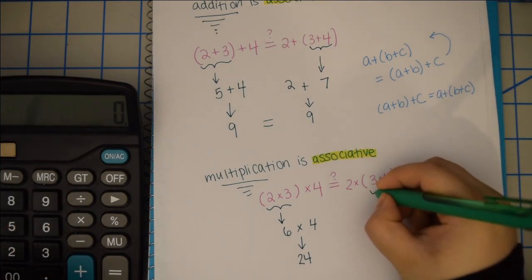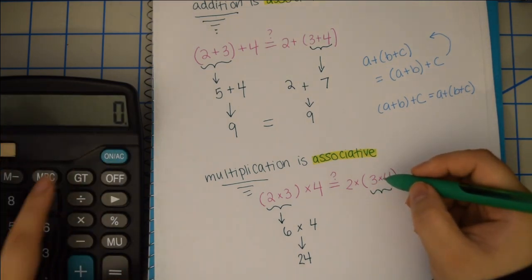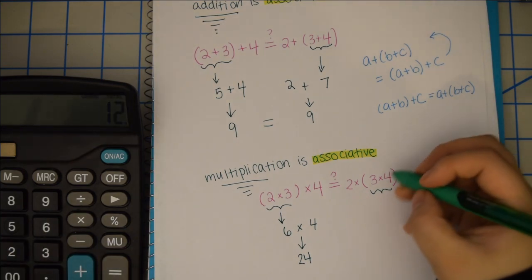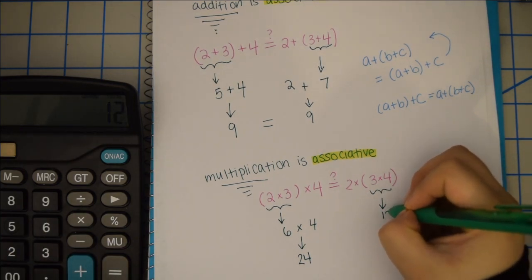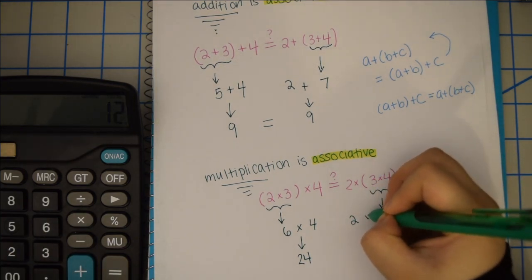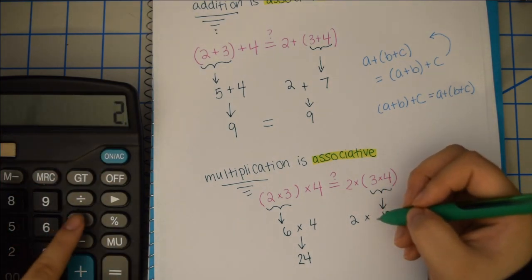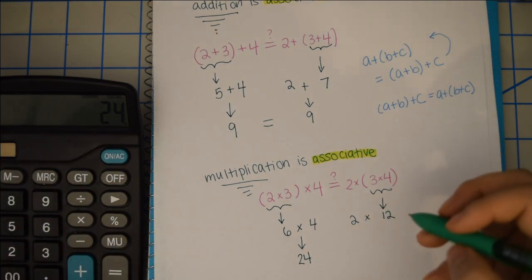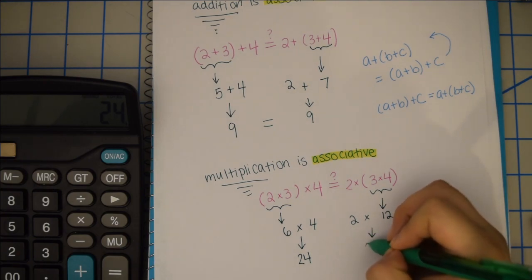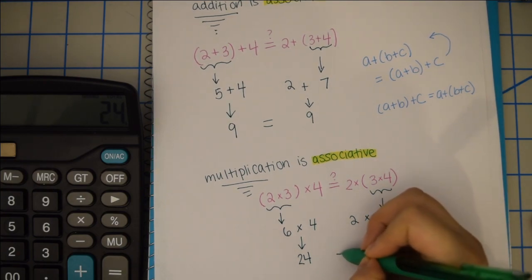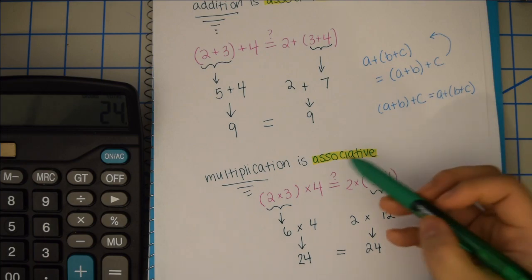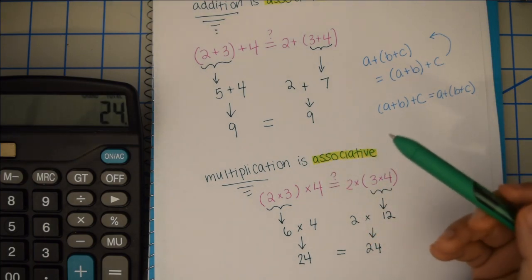Okay, so then 3 times 4 here, we're going to do that first. So that's 12. And then I'm going to do 2 times 12 is 24. And since those two are equal, multiplication is associative.